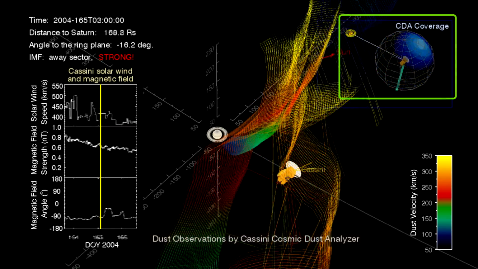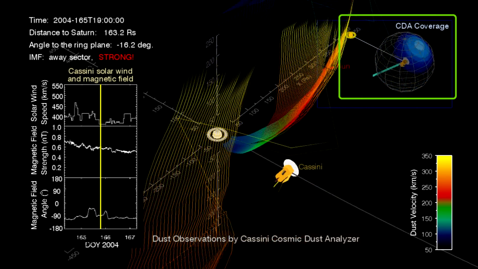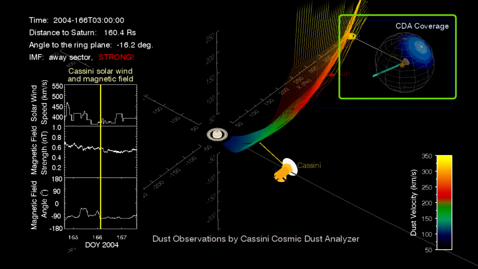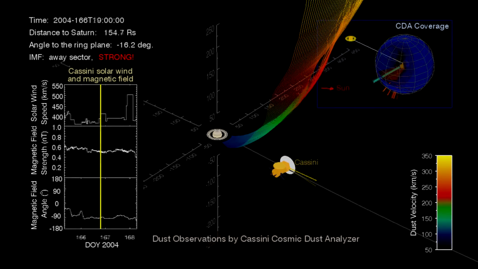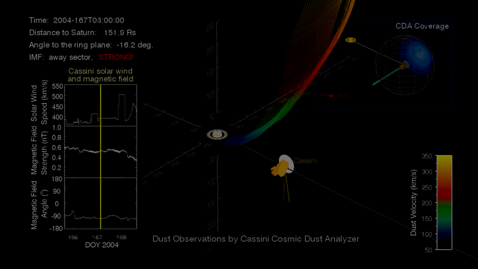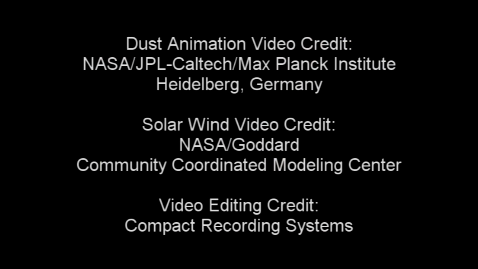During this period, many dust impacts are detected, as indicated by the numerous red bars, when CDA points southward toward the predicted direction of the Saturnian dust streams. As Cassini continues in orbit, the cosmic dust analyzer will continue to look for dust stream particles, unique messengers carrying information about the Saturnian system.